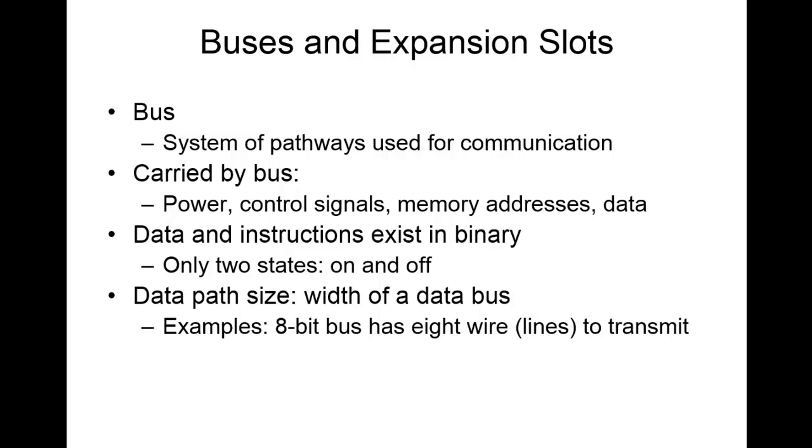Now, the width of a data bus is called the data path size. Sometimes you might hear it called the data bus path size. Some buses have data paths that are 8 or more lines long. It just depends on what's needed. So if an 8-bit bus is needed to transmit the data, it's going to have 8 wires, or 8 of those little lines that you see on your motherboard.